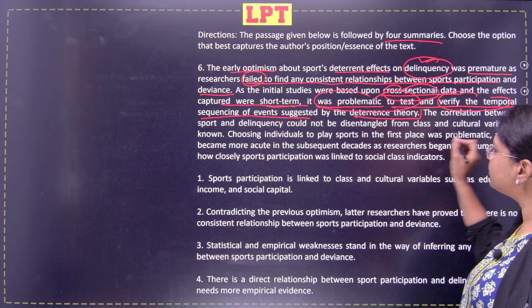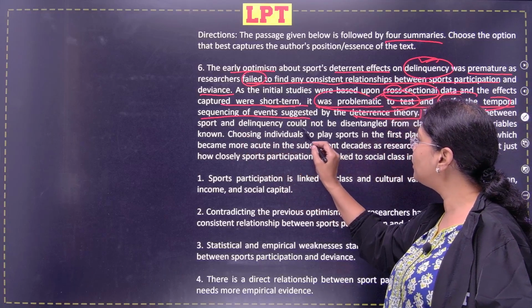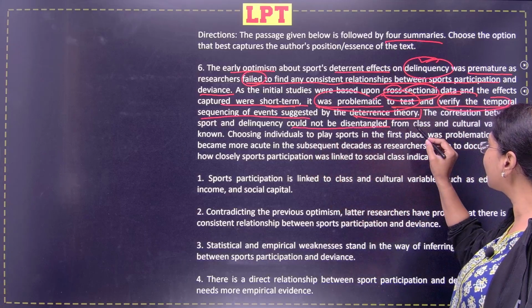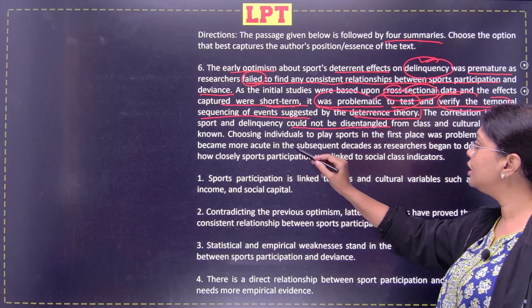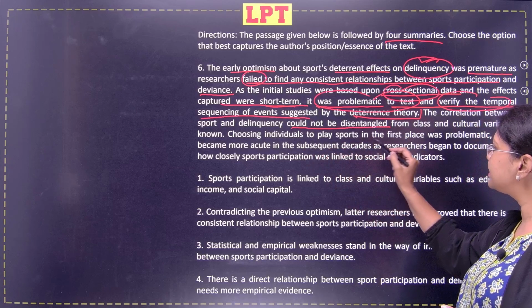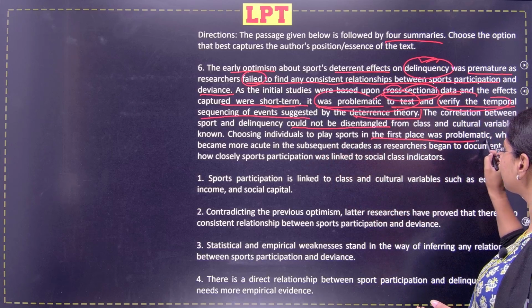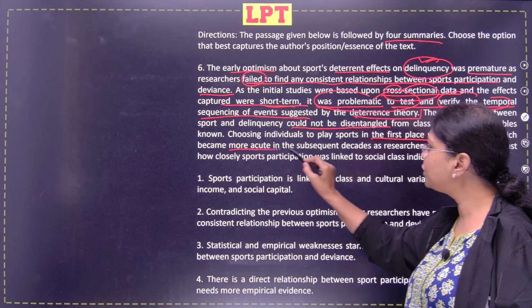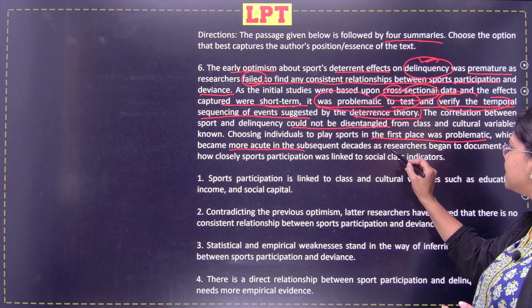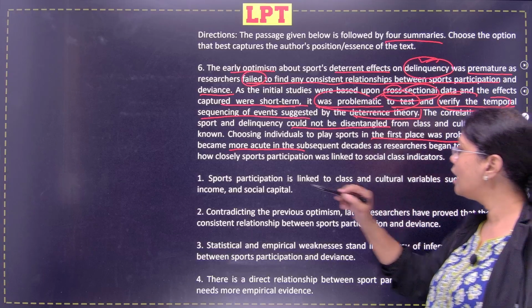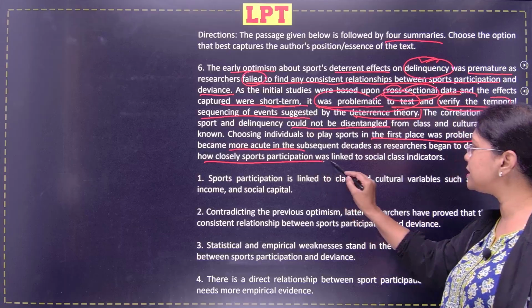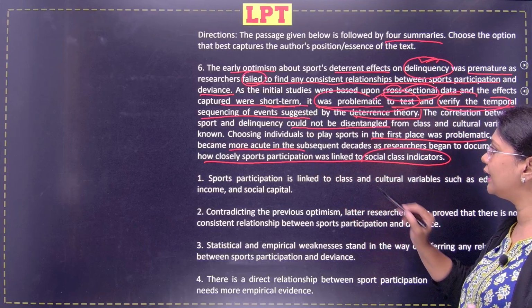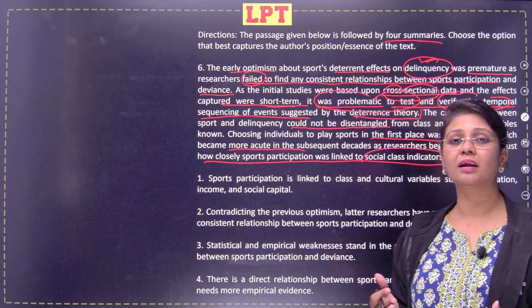The correlation between sports and delinquency could not be disentangled from class and cultural variables known. Choosing individuals to play sports in the first place was problematic, which became more acute in the subsequent decades as researchers began to document just how closely sports participation was linked to social class indicators. So this is what the paragraph has to offer.